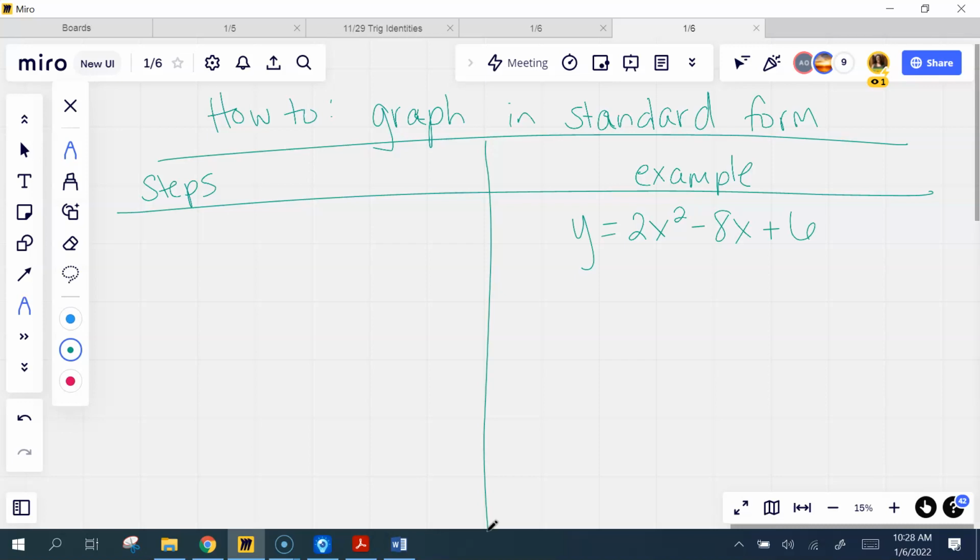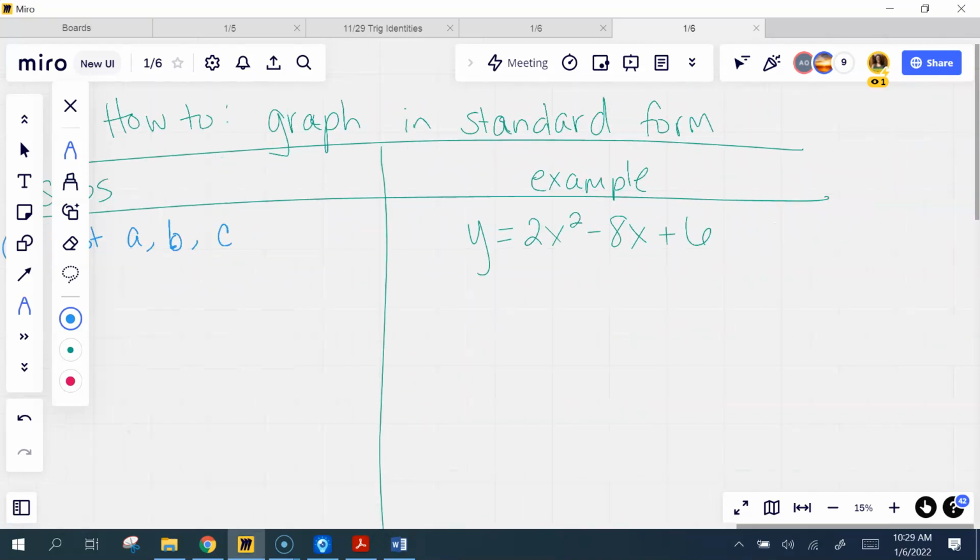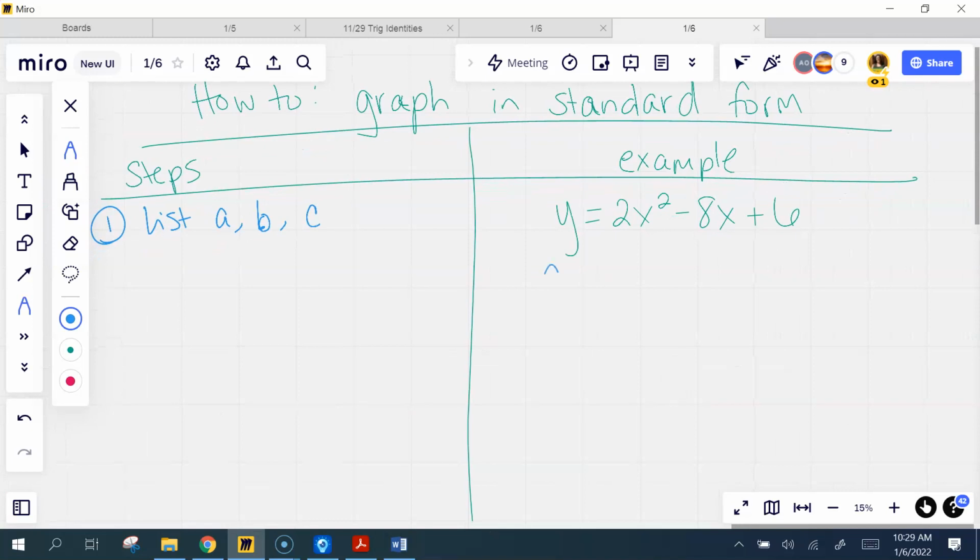All right. The very first thing that I would do is list a, b, and c, because it's going to make your life a lot easier if you have those listed out. I know that sounds very basic and very easy, but if you do that, it will help you. So I'm going to come here to my example. Okay, well, a is what? 2. What is b? And c is 6.